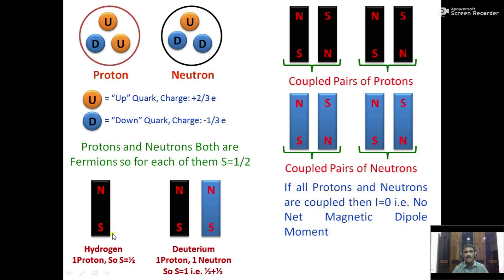You can see that in case of hydrogen, only one proton is there, so its S is equal to 1/2, as the proton is a fermion. In case of deuterium, which is the isotope of hydrogen, one proton and one neutron are there, so it has S equal to 1. Half is the value of S for the neutron. This one is the neutron and this one is the proton. So half plus half, it has S equal to 1.